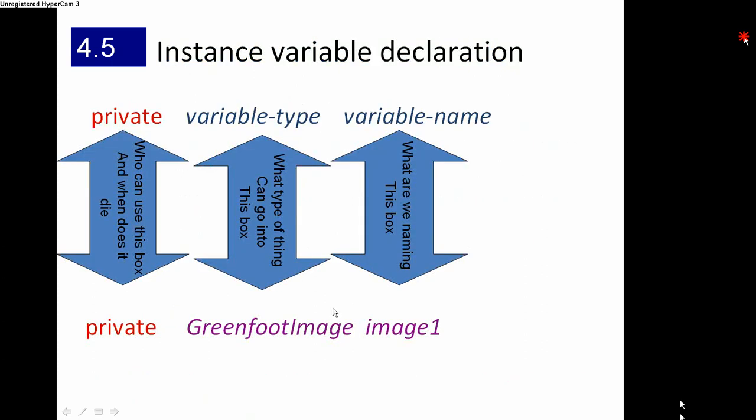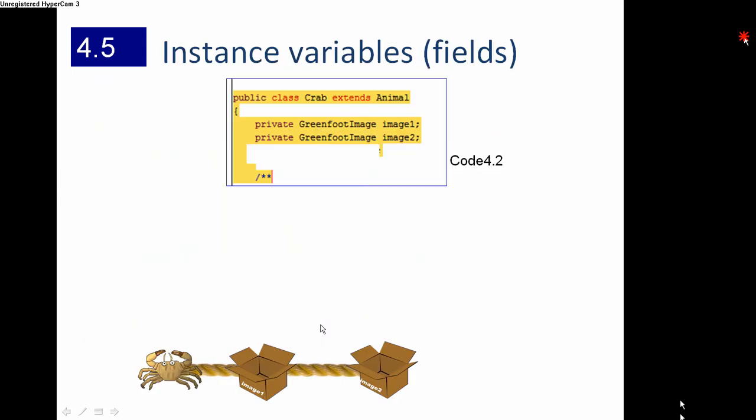So here's how you do it. Here's the standard style for doing it. You say private, then the variable type, and then the variable name. So in our program, we're going to say private Greenfoot image image1. Private means that this can be used just by the crab. What kind of thing goes into the box? The only thing that can go into this particular box is a Greenfoot image object. And what are we naming this box? Image1. So that's what we're going to do.